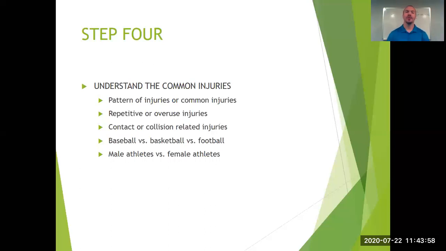Know what kind of repetitive or overuse injuries you have. Our cross-country athletes will get foot, ankle, and knee injuries, possibly hip. Our football players are at risk for concussions. Baseball players are going to be at risk for shoulder and elbow issues. And our female athletes are going to be at a higher risk for ACL tears.